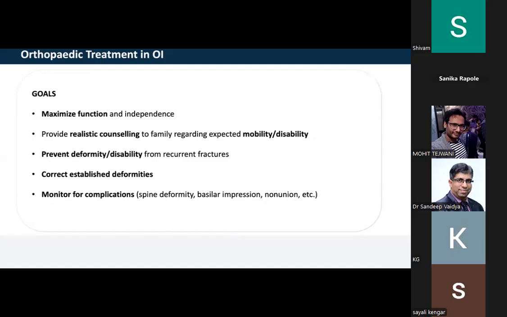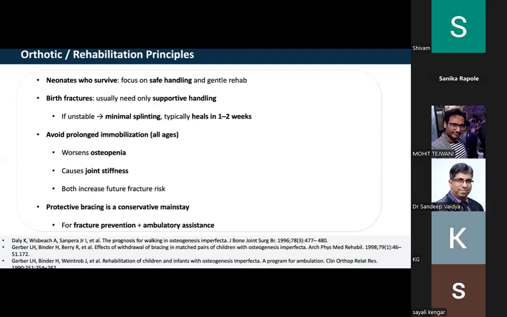I'll first start with rehab and orthosis because immobilization for prolonged periods of time is going to worsen the osteopenia. So, if the neonate survives the neonatal period, supportive handling is the key, and there are many birth fractures which stabilize very quickly. We have to avoid any kind of prolonged immobilization at any age in these children because it is going to worsen the osteopenia and stiffness and increase the risk of future fractures.